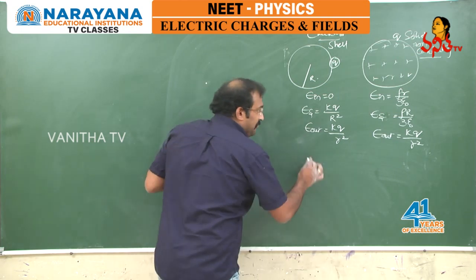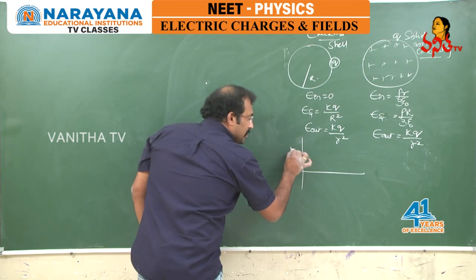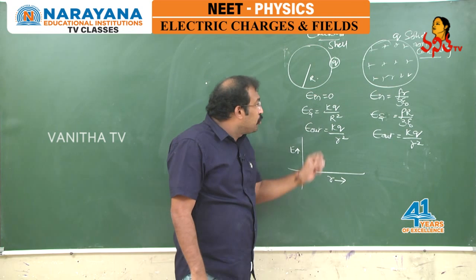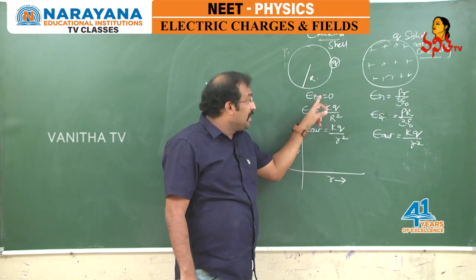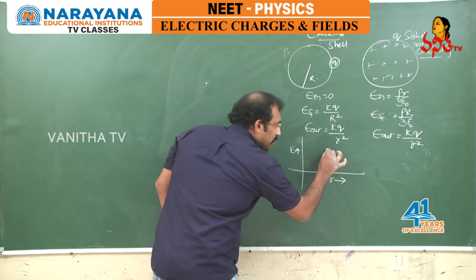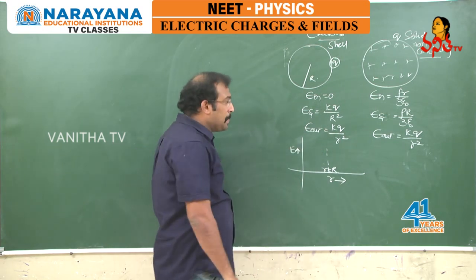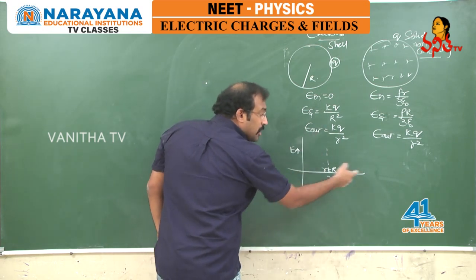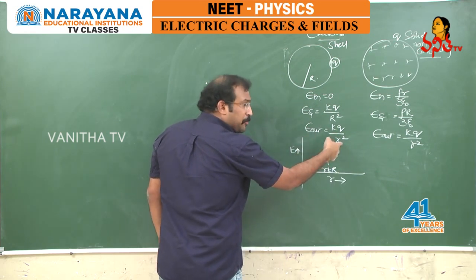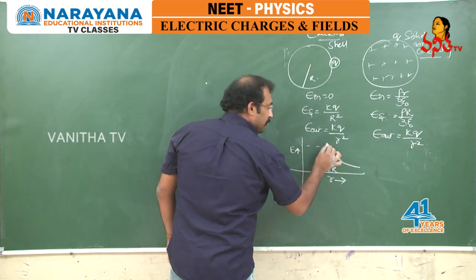Now if we draw the graphs for this one and this one, how they vary with respect to the distance. This is electric field here, and distance here. Up to r is equal to R, the electric field is 0. Beyond R, the electric field varies inversely proportional to r square. So it will be like this. So this is maximum.